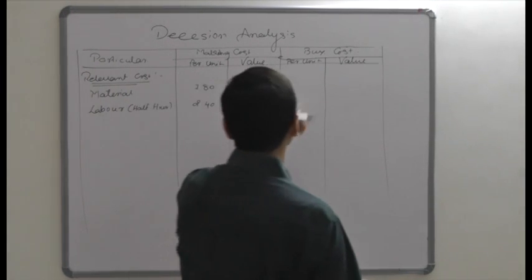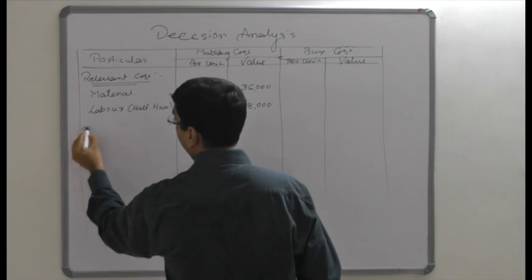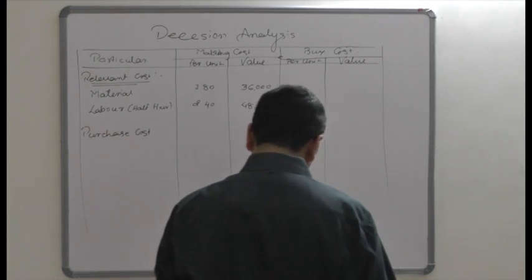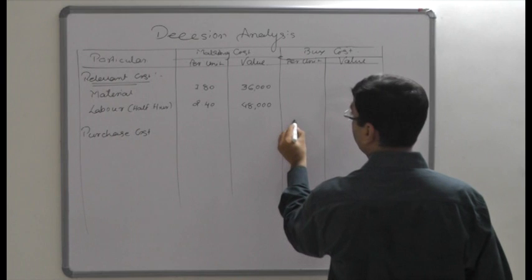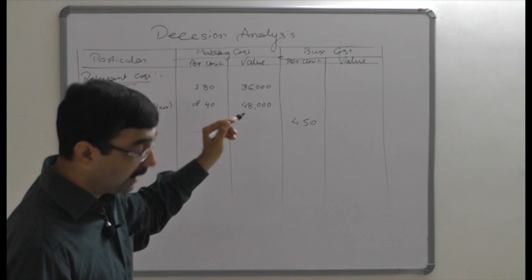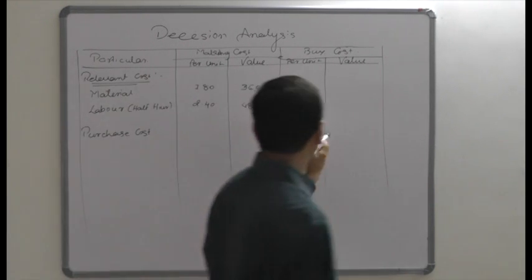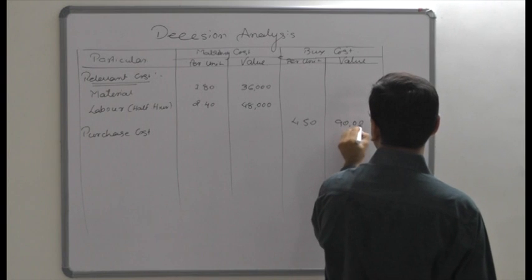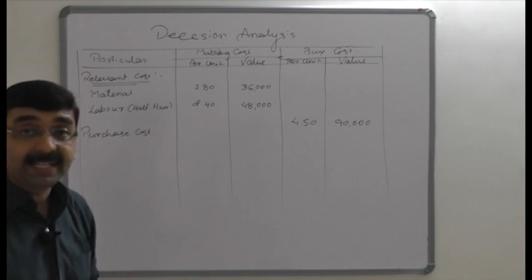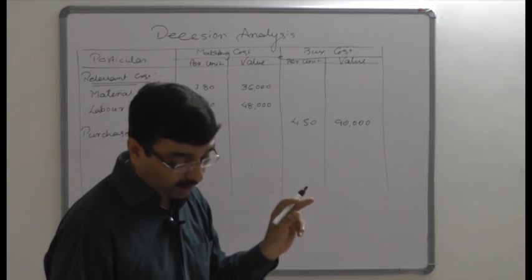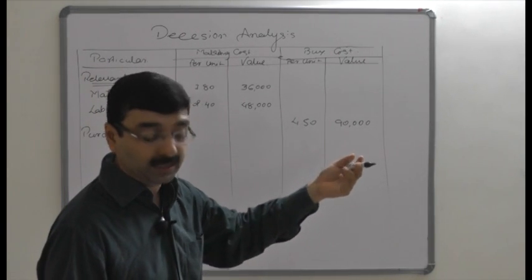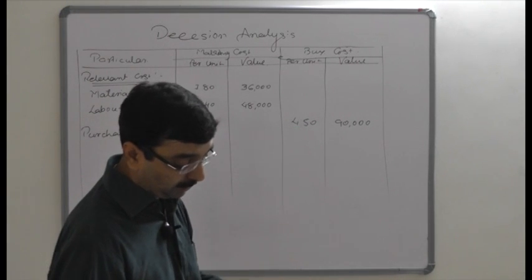Now we will identify the buying cost, and first is the purchase cost. Purchase cost is given in the question, that is 4.5 rupees per unit, and we are supposed to require 20,000 units. So 20,000 into 4.5 comes to 90,000 rupees. That means if the company purchases the same units from outside, they need to spend 90,000 rupees only for purchasing that part from the particular company.